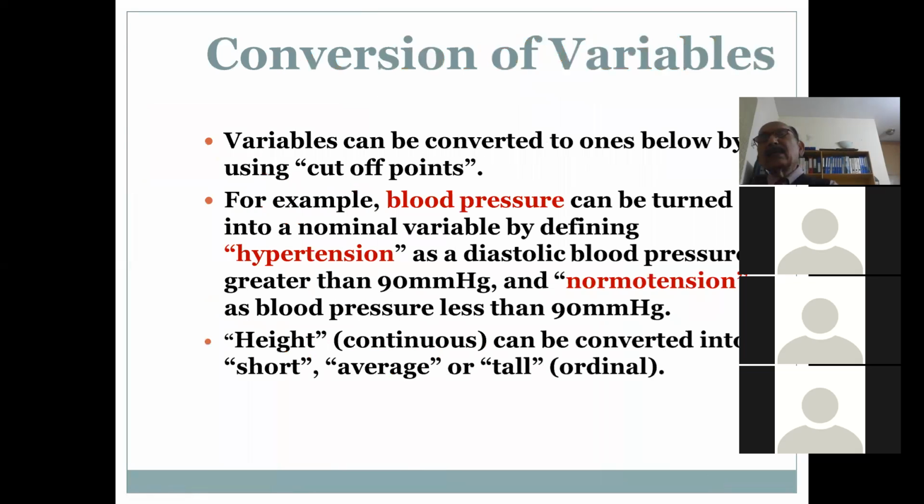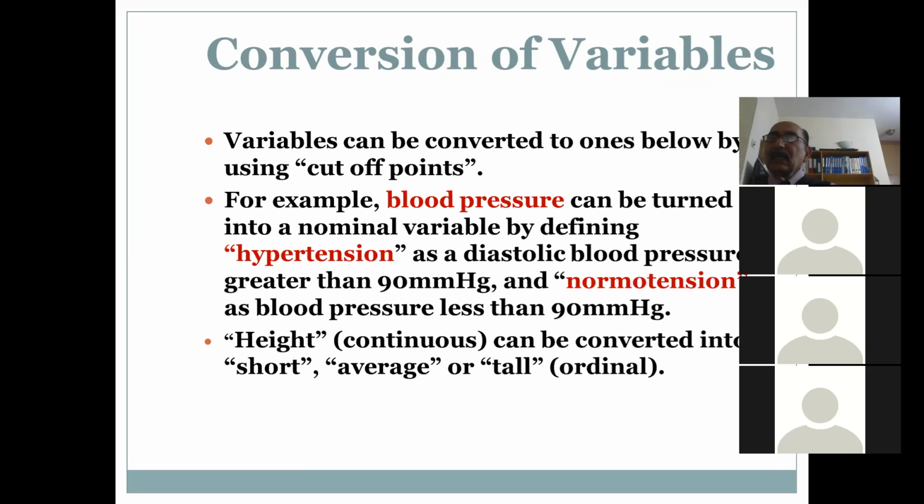You can also convert a study variable from continuous to categorical variable. There is an option in SPSS by cutoff points. For example, blood pressure is a continuous variable, but if you want to convert it into a categorical variable, you can make categories. For example, for hypertension, you can define diastolic blood pressure greater than 90 as hypertensive, and blood pressure less than 90 as normotension.